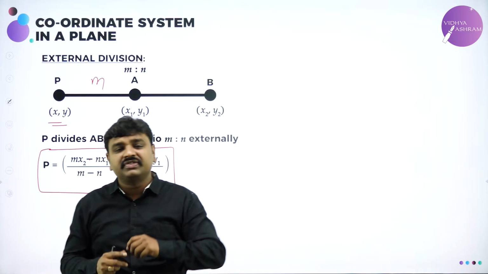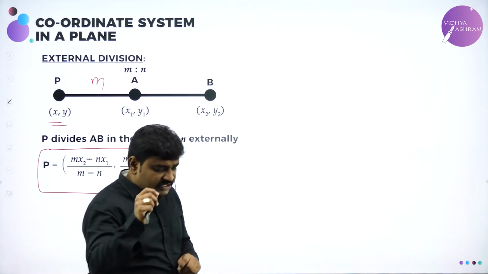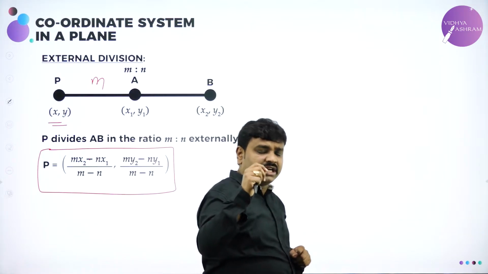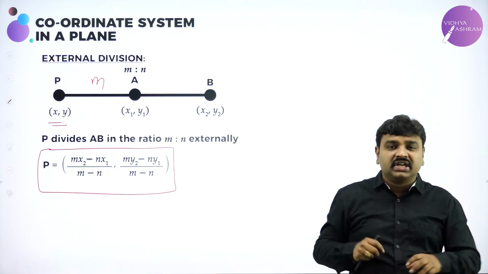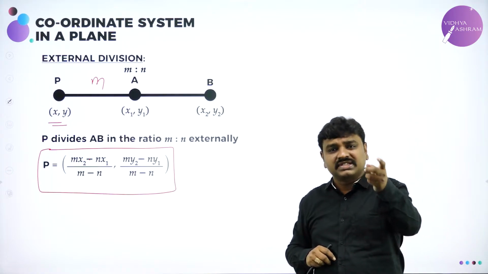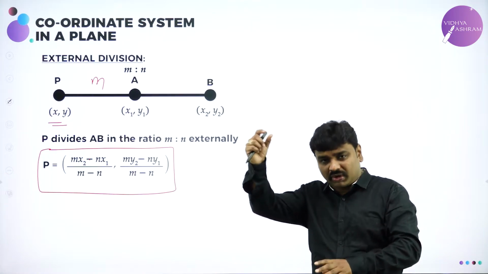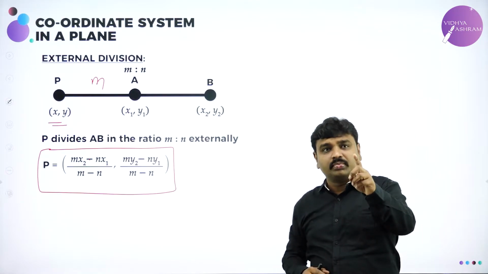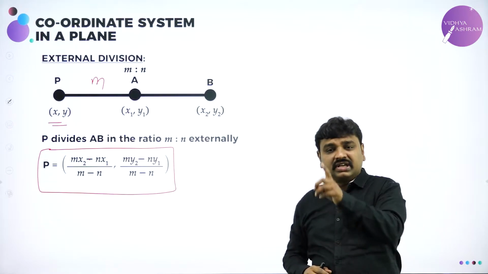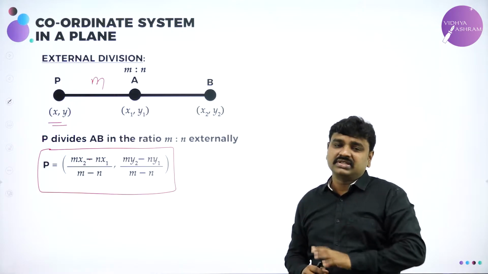If it is internal division, what is the formula? mx2 plus nx1 by m plus n, my2 plus ny1 by m plus n. If it is external division, what is the formula? Same formula, but in the place of plus put what? Minus. So it will become mx2 minus nx1 by m minus n, my2 minus ny1 by m minus n.